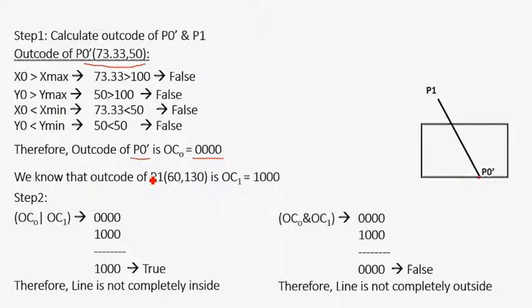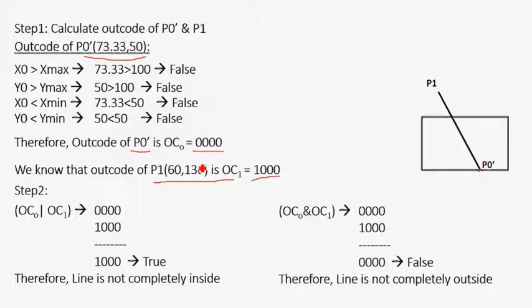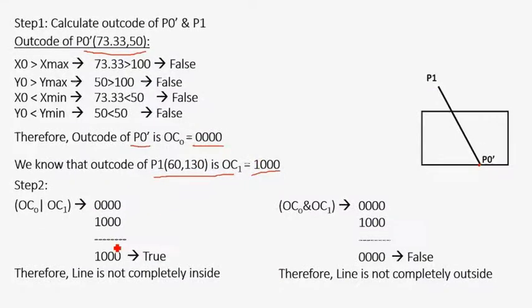Next, we already know that P1's outcode is the same as that of the top region. Then we do step 2. Step 2 is to see if this new line that we got is completely inside or completely outside. Since the OR operation gives true, it's not completely inside, and since the AND operation gives false, it's not completely outside. Again, I'm supposed to perform clipping.